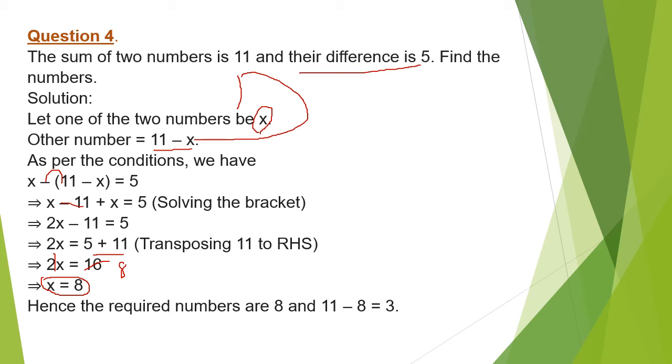The x value is 8. Hence, one of the numbers is 8. The other number is 11 minus x, which means 11 minus 8, which is equal to 3. Children, verify here. If we add 8 and 3, we get the sum as 11. If we subtract 8 and 3, we will get the difference 5. So the answer we obtained is the correct one.